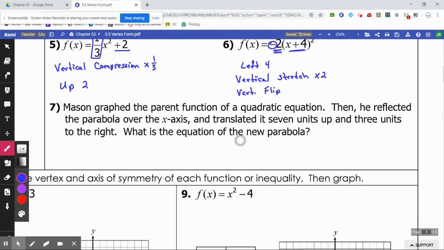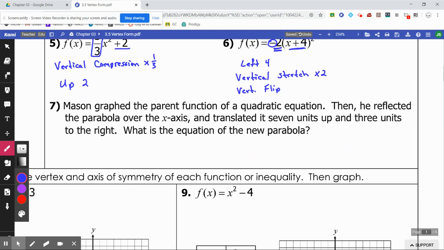Number 7 said Mason graphed the parent function of a quadratic equation. And again, the parent function will be x squared, y equals x squared. Then he reflected the parabola over the x-axis, translated it 7 units up and 3 units to the right. What is the new equation?